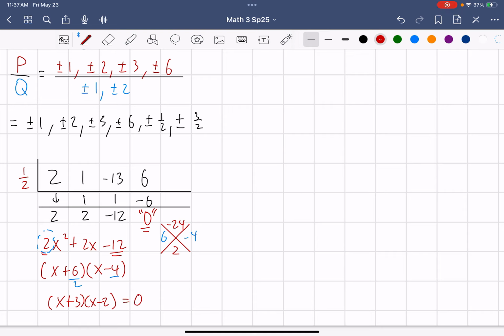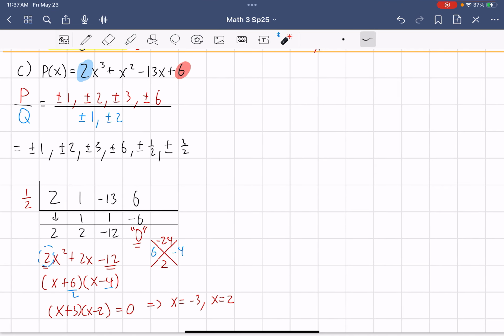So if I set this equal to 0, the x plus 3 is going to give me a 0 of negative 3. The x minus 2 is going to give me a 0 of positive 2. Right? Because if I set this equal to 0, I subtract the 3 over, I get negative 3. I set this x minus 2 equal to 0. It's going to then give me 2, which, remember, the fundamental theorem of algebra says we need 3 zeros. We got 1, we got 2, and we got 3. And they all have a multiplicity of 1. Sometimes they repeat, sometimes they don't.